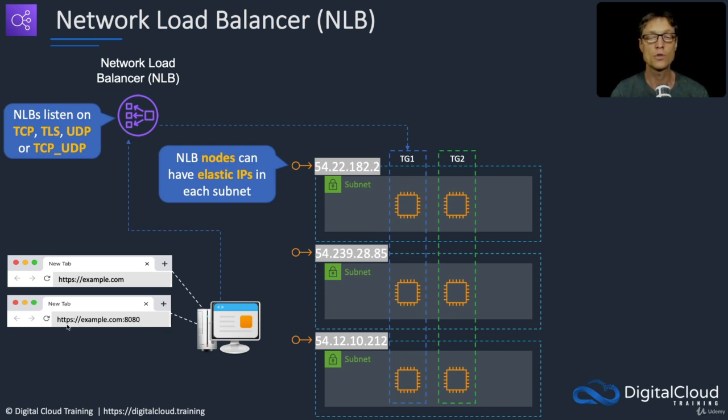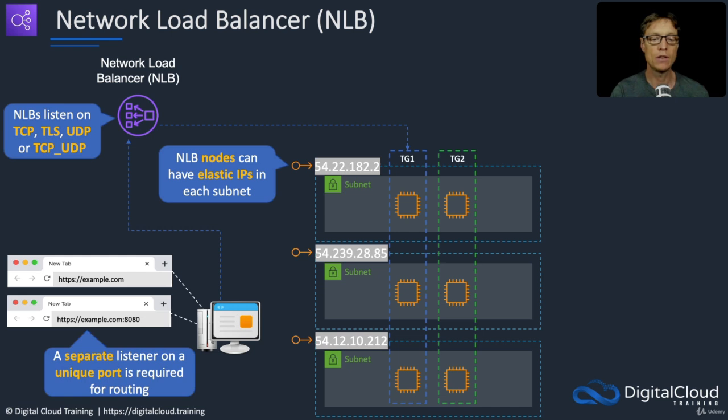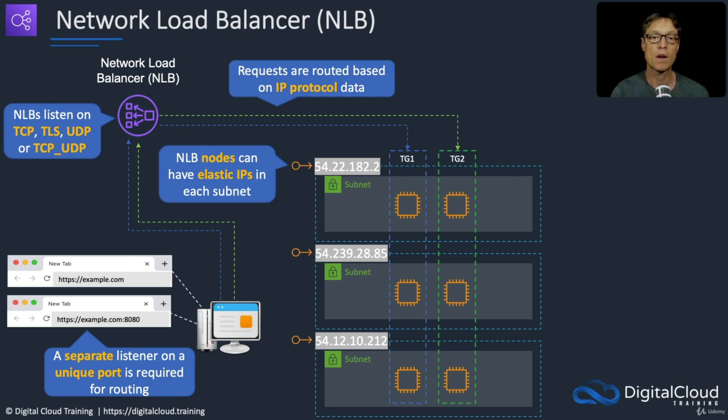In fact, in this case, we're using HTTPS, but we're using a custom port. So there would need to be a certificate configured as well. So a separate listener on a unique port is required for this routing. And then the load balancer is able to route connections for this particular port and protocol combination to a different target group. So that's the type of routing you can do with a network load balancer. In this case, requests are routed based on IP protocol data, not based on the host information in the URL or the path in the URL.